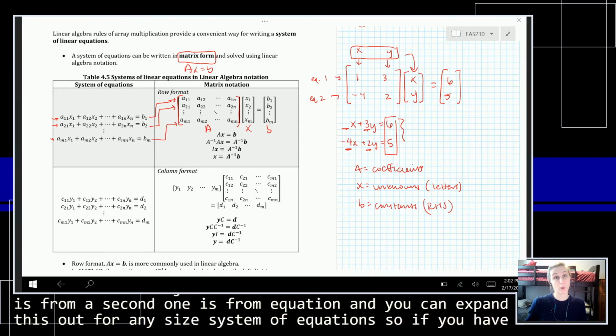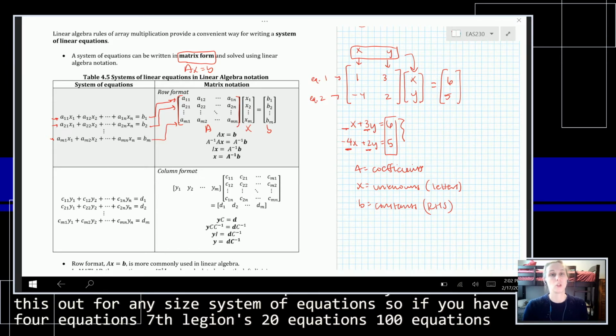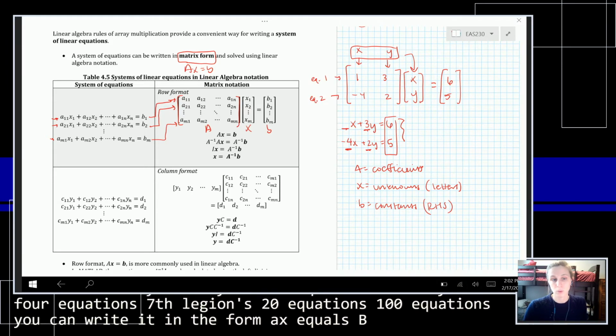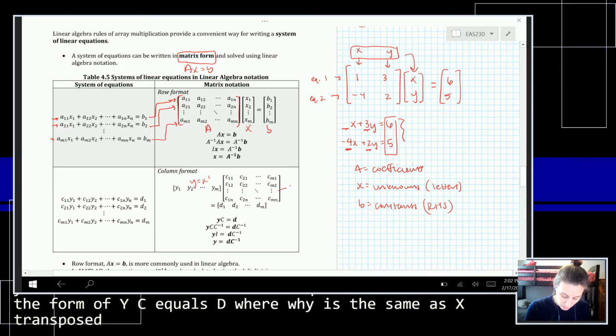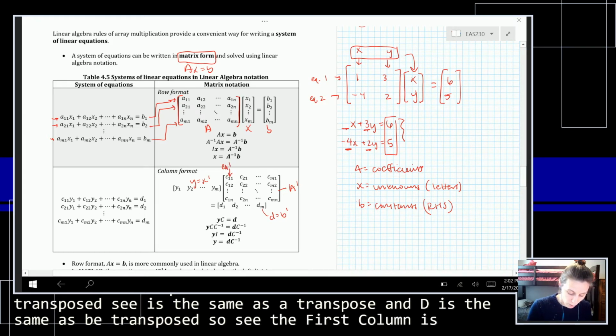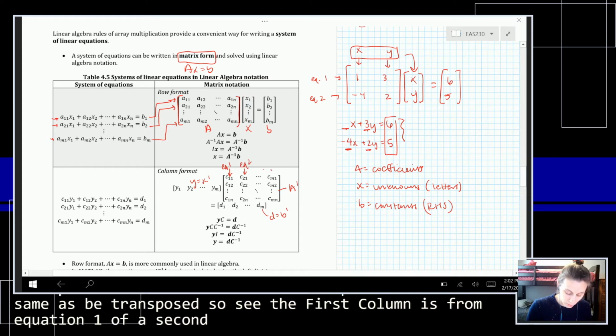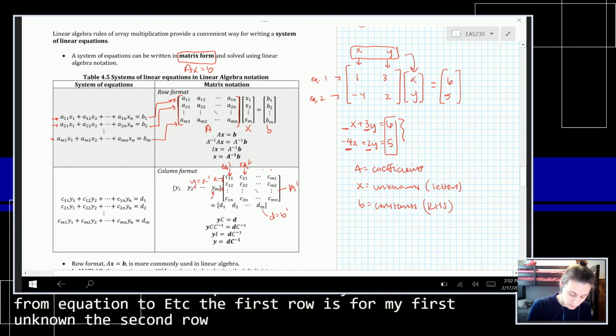So if you have 4 equations, 7 equations, 20 equations, 100 equations, you can write it in the form of Ax equals b. There's also the form of Yc equals d, where y is the same as x transposed, c is the same as A transposed, and d is the same as b transposed. So C, the first column, is from equation 1, the second column is from equation 2, etc. The first row is for my first unknown, the second row is for my second unknown, etc.